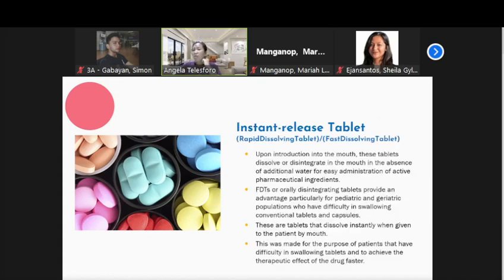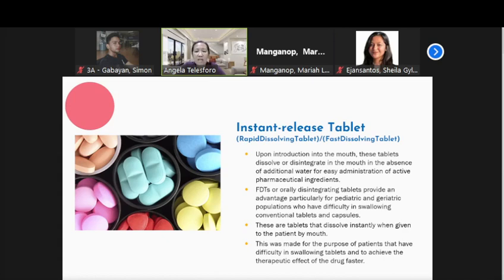Instant release, so rapid dissolving. So pag butang mo sa mouth, these tablets dissolve or disintegrate in the absence of water. Okay, and fast dissolving tablets provide advantage particularly for pediatric and geriatric populations kasi these populations usually have difficulty in swallowing tablets and capsules, lalo na bata. No? Pag matanda, pag ulyanin yun, problema. Pag hindi naman, okay lang.